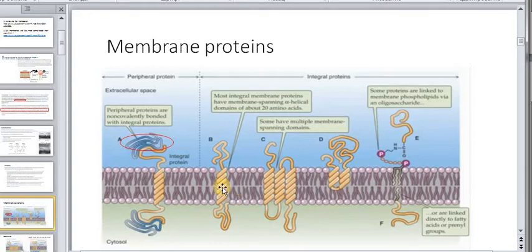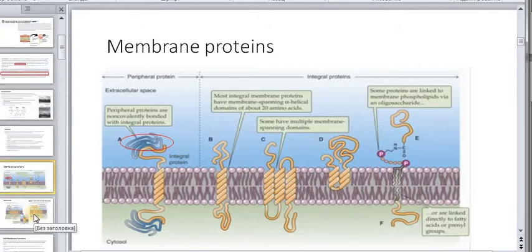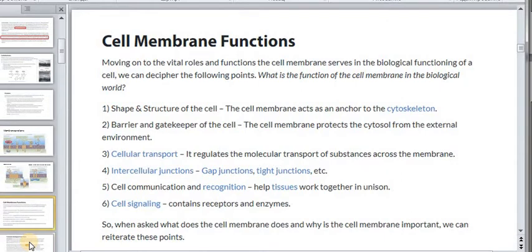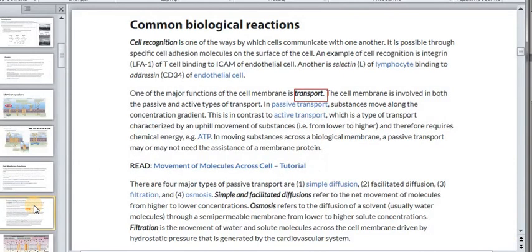The slide shows the main functions of the cell membrane. Let's take a look at transport functions. The main function of the membrane is just transport: moving molecules inside the cell and outside the cell.